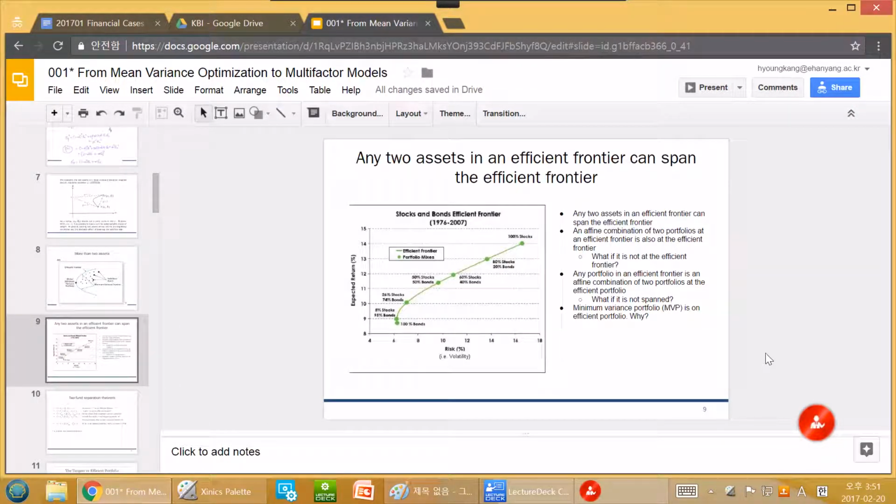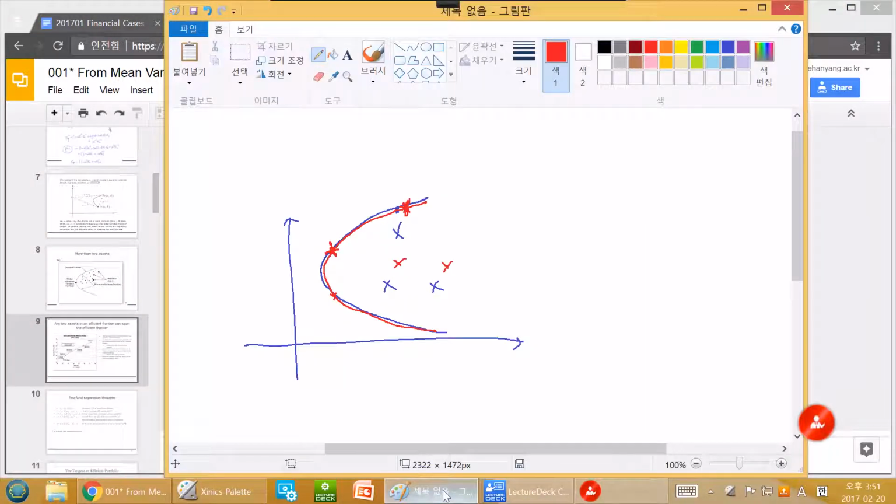Okay, let me prove. Again, this is very important. Let me iterate because this is such an important argument. This is very, very important. This is P mu P. If we hold two assets in the efficient frontier, with only these two assets, we can entirely recover this efficient frontier. Why is that?